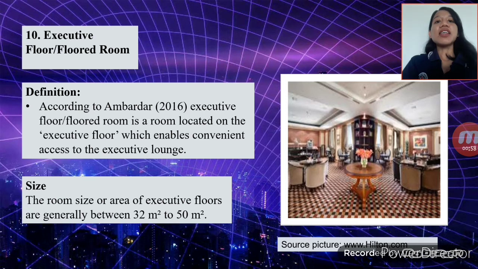Next is executive floor or floor room. According to Amberdan 2016, executive floor room is a room located on the executive floor which enables convenient access to the executive lounge. And the room size or area of executive floors is generally between 32 meters square to 50 meters square.